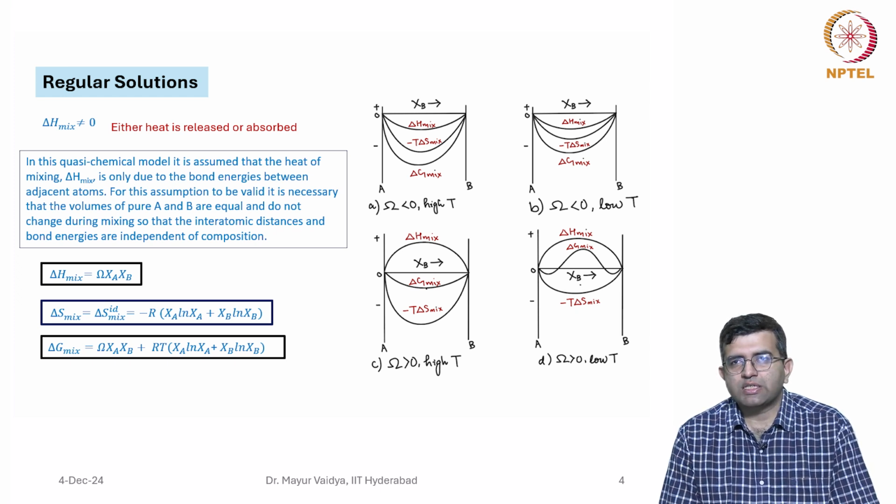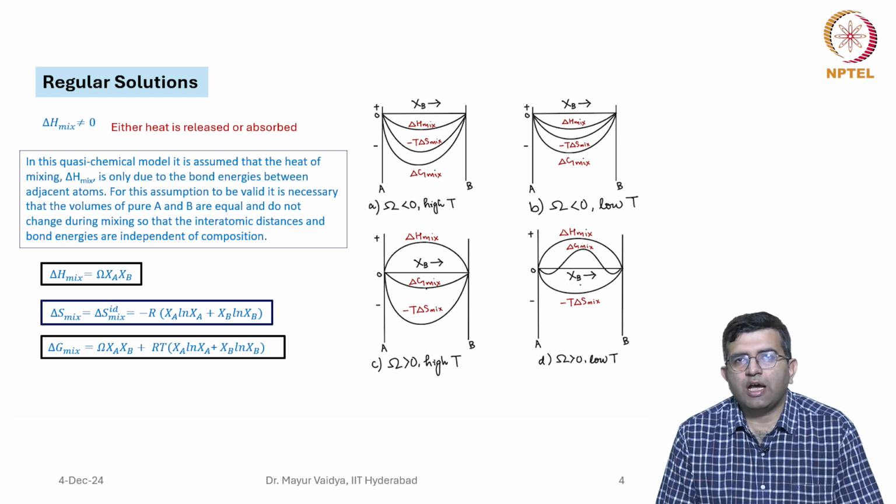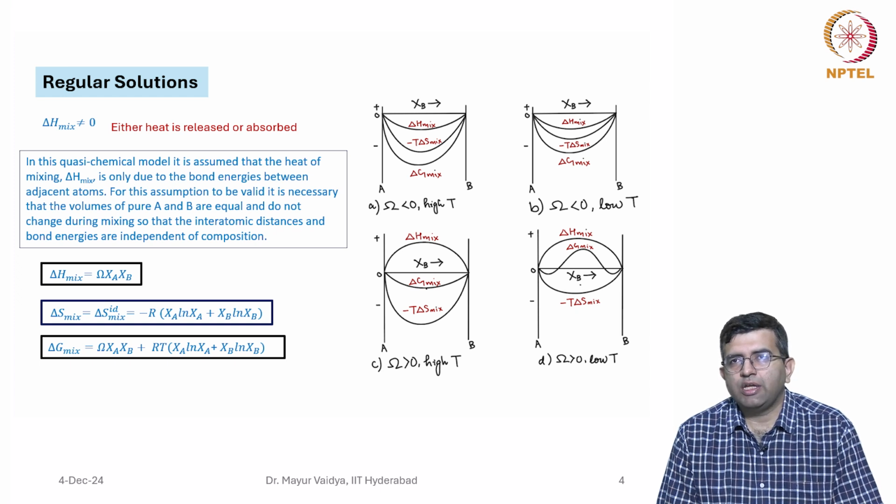So, here are the 4 cases that are represented. For example, when omega is less than 0, then this quantity is also negative, this is also negative. So, no matter which temperature you are at, you will always have delta G mixing as negative. The only thing is that if it is a higher temperature, the free energy will be more negative. So, you can see a much deeper curve, whereas here when the temperature is lower, the free energy will tend to become more positive, and therefore, the curve will be a little shallower, but it will lie entirely in the negative quadrant.